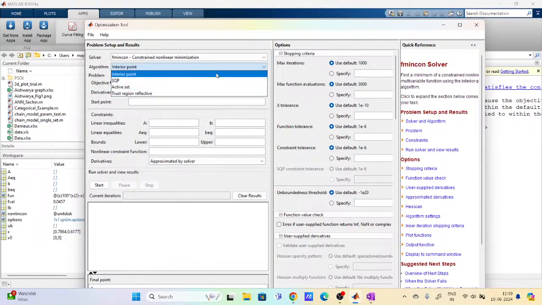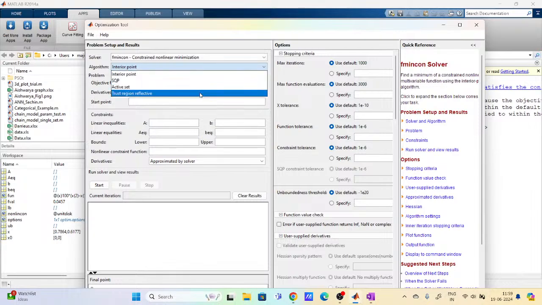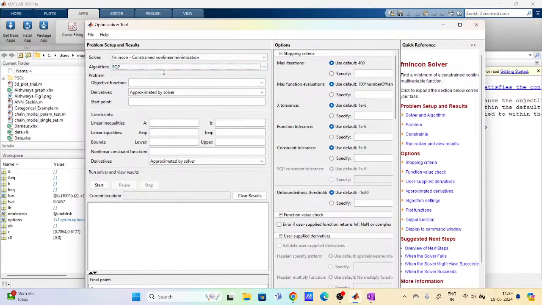Now which algorithm should be used here? We choose the algorithm based on the problem type. Generally, if you want to minimize the time or the number of iterations of the algorithm, you can use SQP, or sequential quadratic programming. You can change these algorithms according to your need, so you can select SQP here.